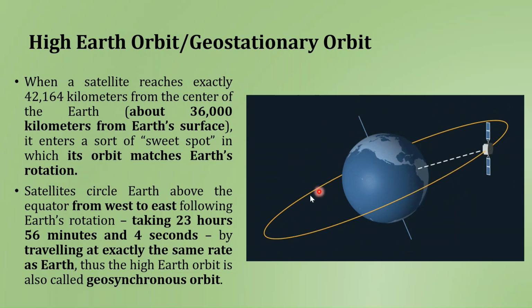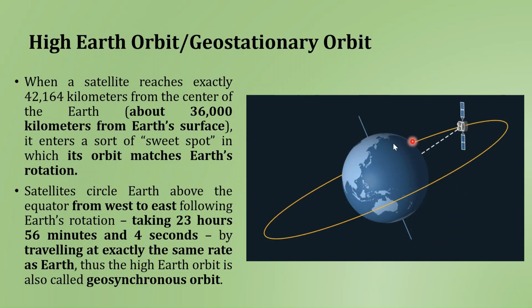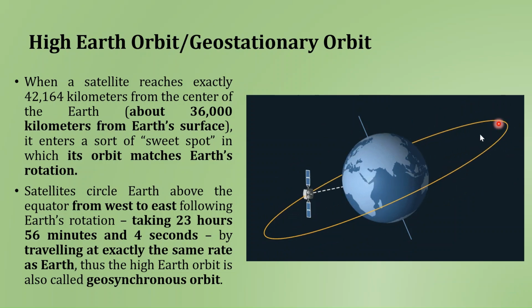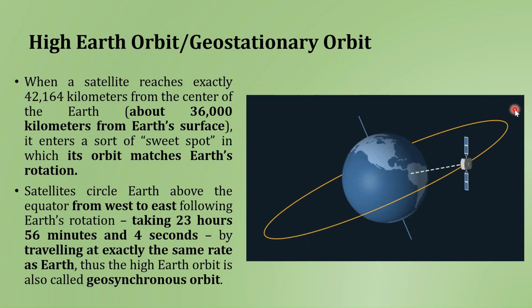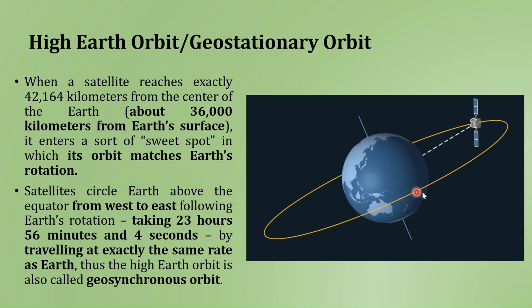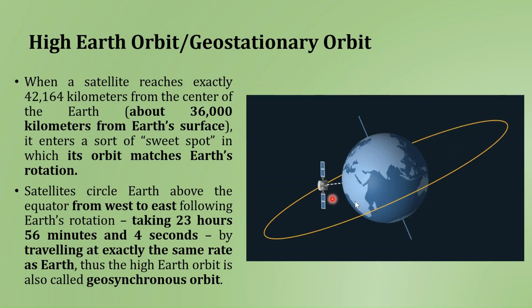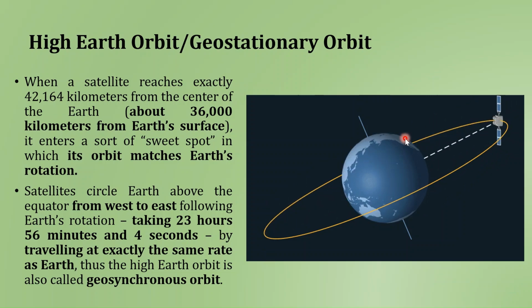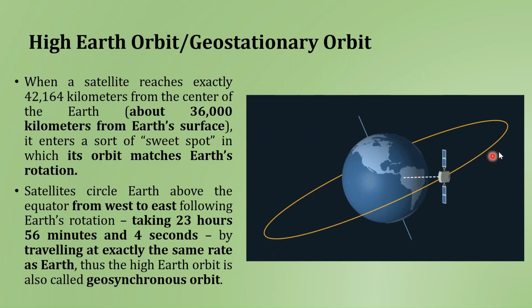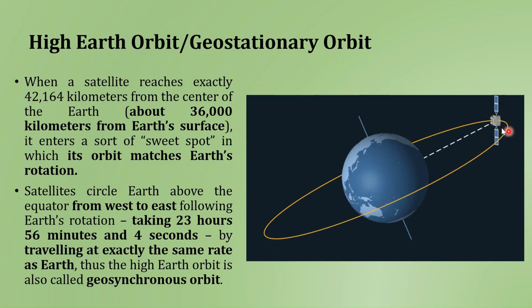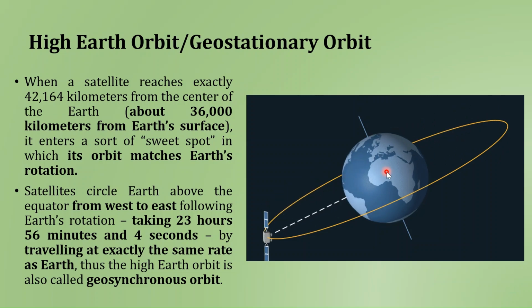Satellites revolve around the Earth above the equator from west to east, and they travel at the same rate as the Earth, meaning it completes one revolution in 23 hours 56 minutes and 4 seconds. Because of the same speed, the high Earth orbit is referred to as the geosynchronous orbit, because the speed of the satellite is synchronized with the rotational speed of the Earth.